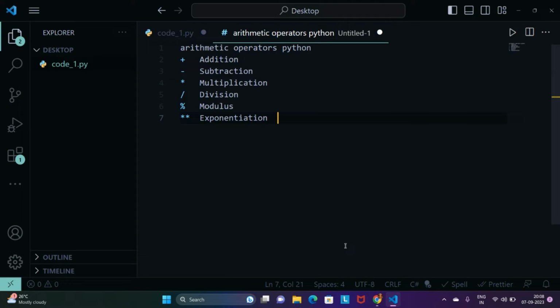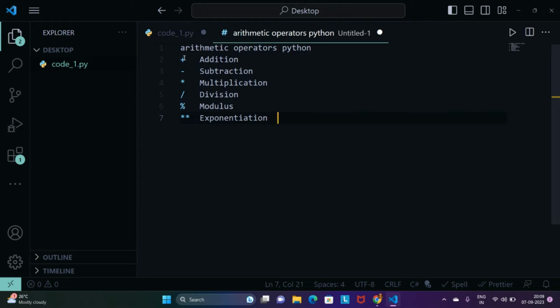From today's video, we are starting what operators in Python are. The first operator we are going to see in Python is the arithmetic operator. Arithmetic operators are very similar to what you have used so much before, like addition, subtraction, multiplication, division, modulus, exponentiation and so on.